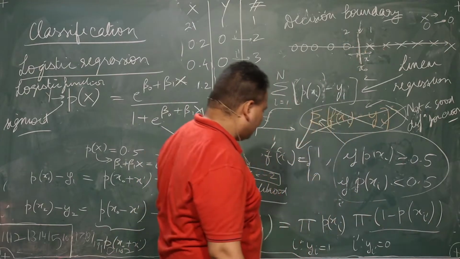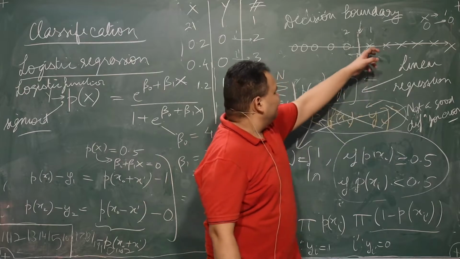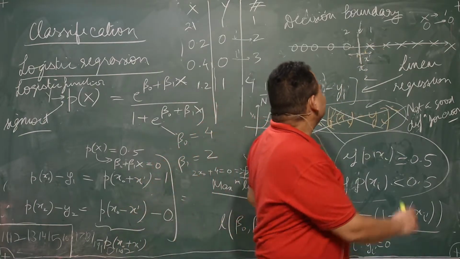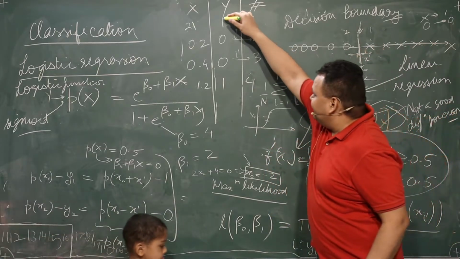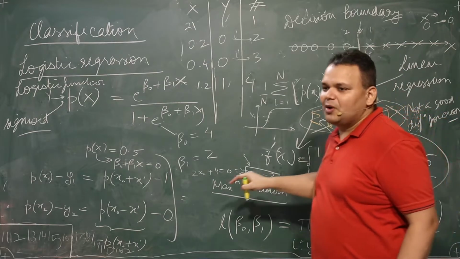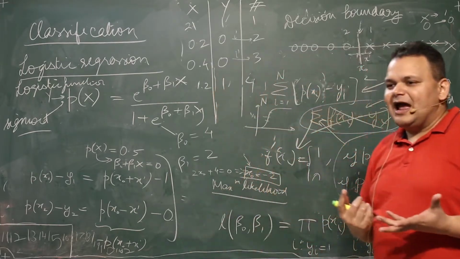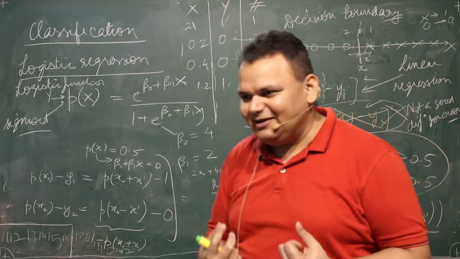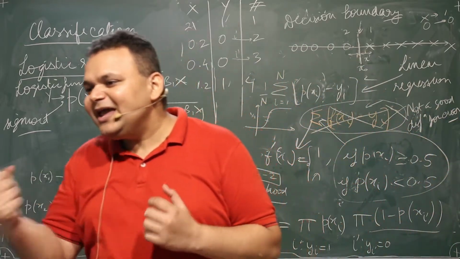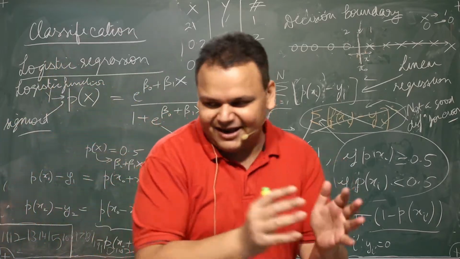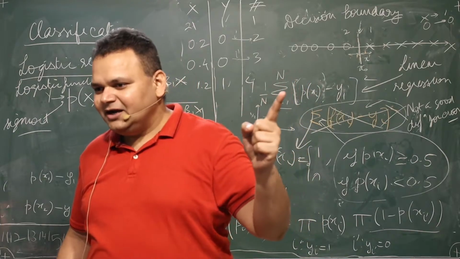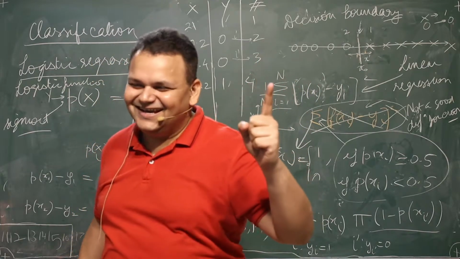And what about all the i's for which yi is equal to 1? That means all the observations for which my output is 1. Okay, I am multiplying those probabilities. So what do I want? When my actual output is 1, what should my probability be? My decision boundary should be in such a manner that my probability should be close to what? 1. Yes, Jasvi.